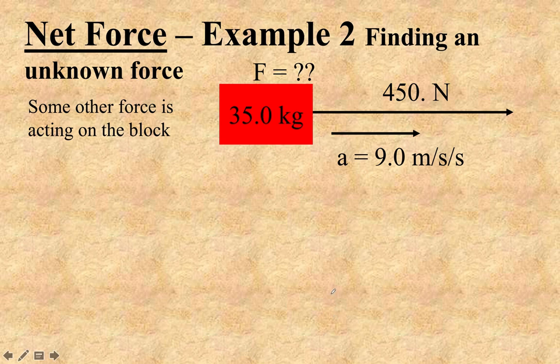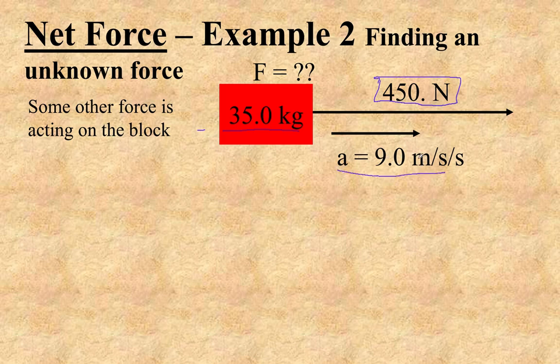Okay, so now imagine that you've got an unknown force. So here's a known force. There's a 450 Newton force acting to the right. It's 35 kilograms, and the acceleration of this thing is to the right.